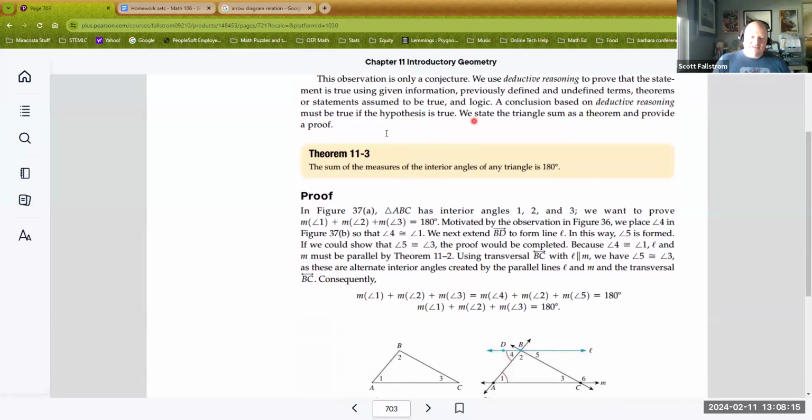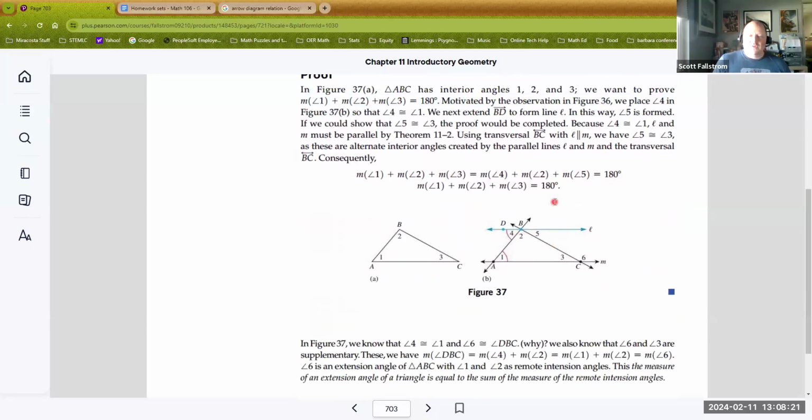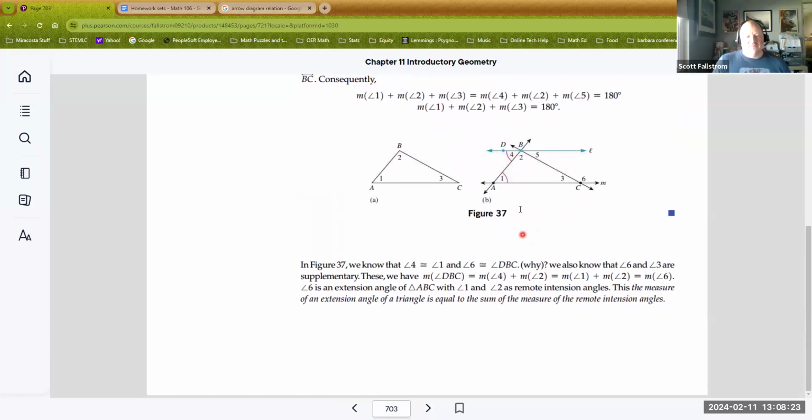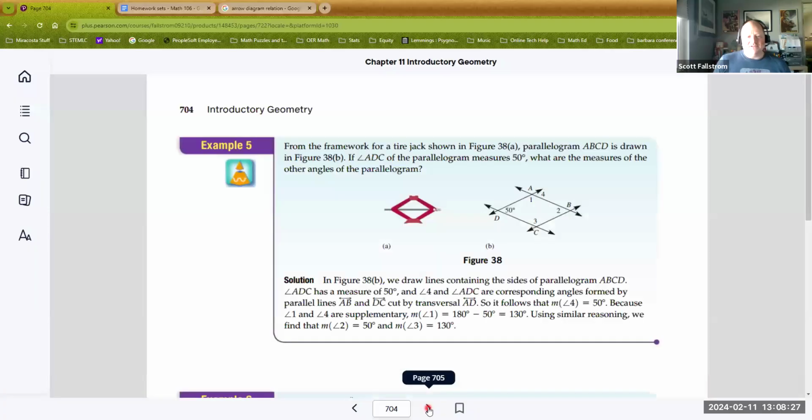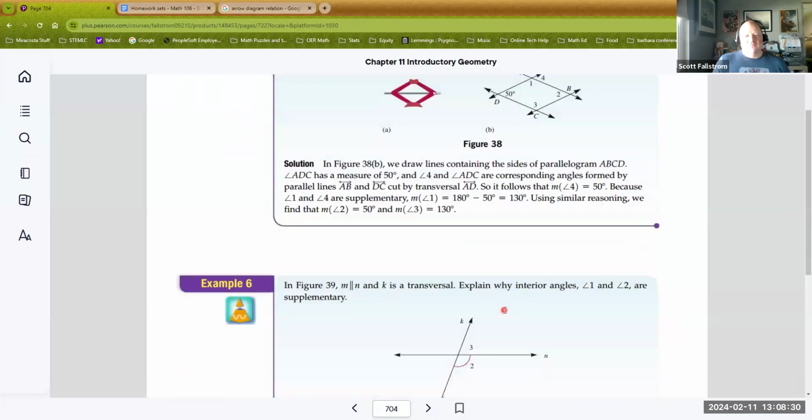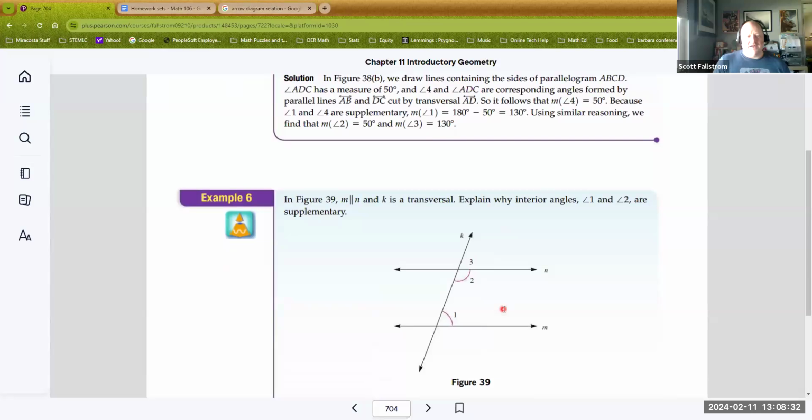And that leads us to a theorem that the sum of the measures of an interior angle of a triangle is a certain number, which is cool. But we're going to actually prove that. So they give a proof here. You will most likely have to prove something like this on a test. But it's really, really good for us to know that fact.